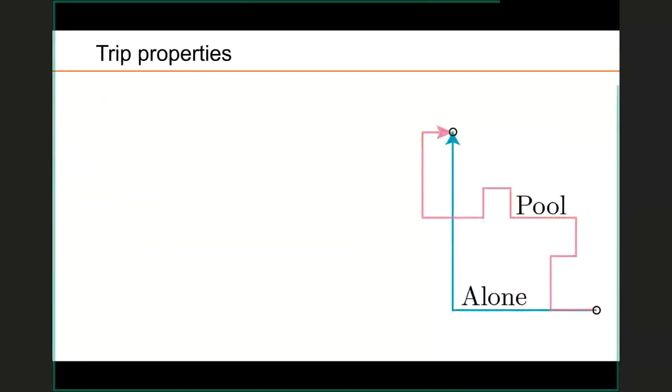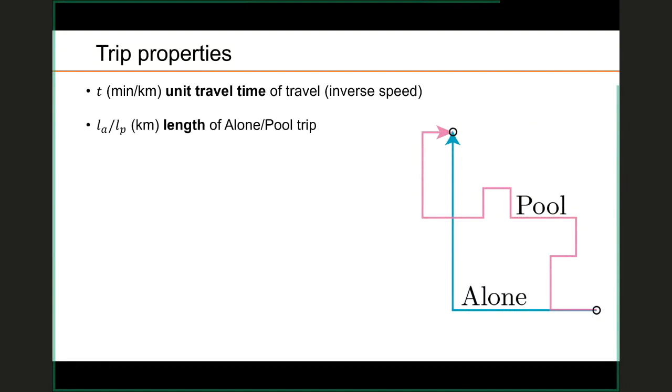So now I want to talk about the terminology with the trip properties. So T is minutes per kilometer or minutes per distance unit. It's the unit travel time, so it's the inverse of speed. LA and LP are the length of an alone and pool trip. So we'll assume that all the trips are essentially the same. And also a very heroic assumption of the model is that the length of a pool trip does not vary with demand.